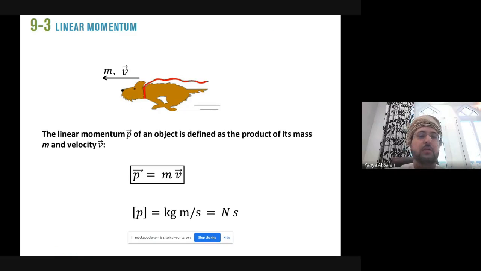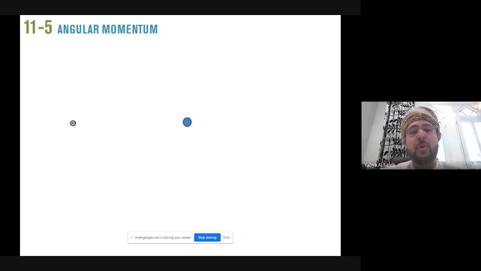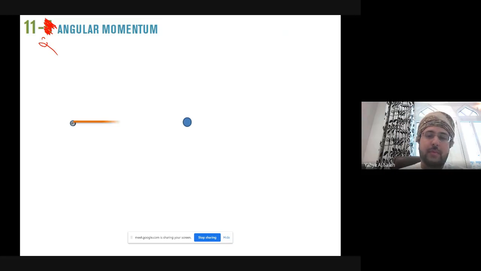Okay, a reminder of linear momentum that we did a couple of chapters ago. P equals mv. Now, as we have done over and over again, every translational variable so far we have translated into angular variables. So we're going to do this. Angular momentum. In your book, it's not 11-3. It's not 11-5. It's 11-2. What is angular momentum?